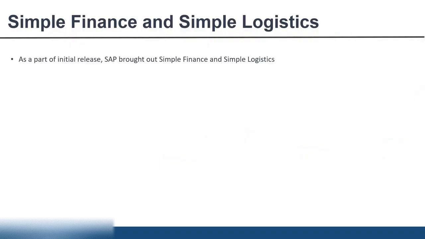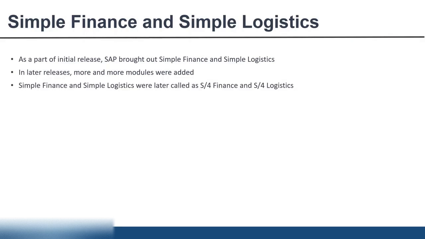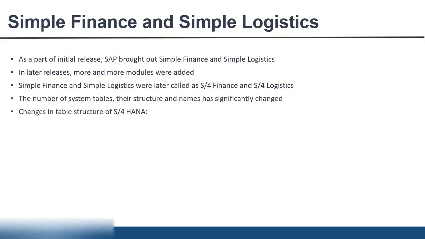So now the question is, what is simple finance and simple logistics? In order to enhance the performance of finance and logistics, or maybe overall ERP on top of HANA, SAP came up with the concept of simple finance and simple logistics. Initially, they introduced this concept as simple finance and simple logistics. However, later on, this concept was renamed as S4 finance and S4 logistics. So what is there in simple finance and simple logistics is basically the table structure is completely changed in finance and logistics. So what is the change in the table structure?